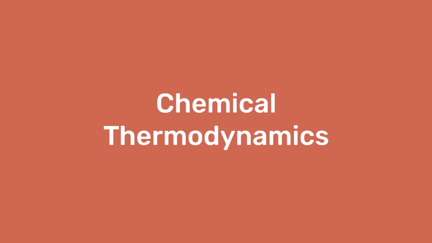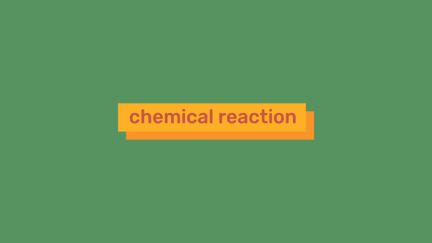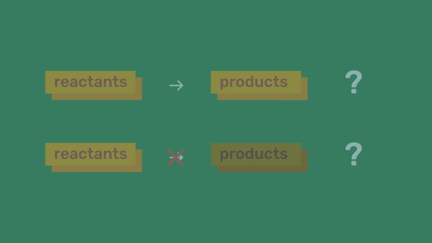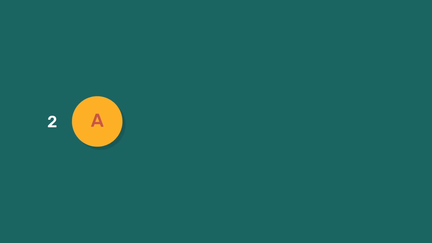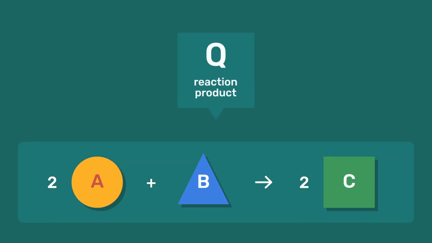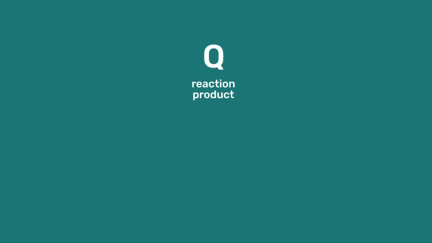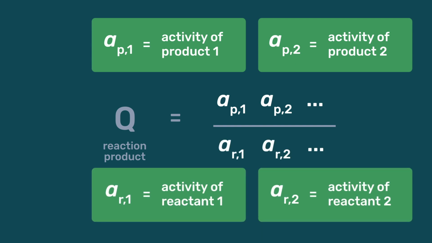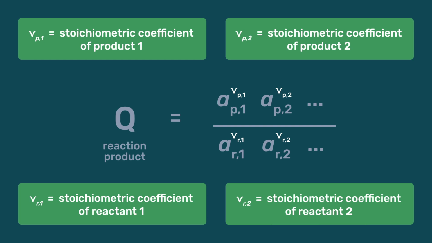In this video, we use thermodynamics to determine whether or not a given chemical reaction takes place. Consider a reaction in which 2 moles of A react with 1 mole of B to produce 2 moles of C. Its reaction product Q depends on the activities of products and reactants, as well as on their stoichiometric coefficients.